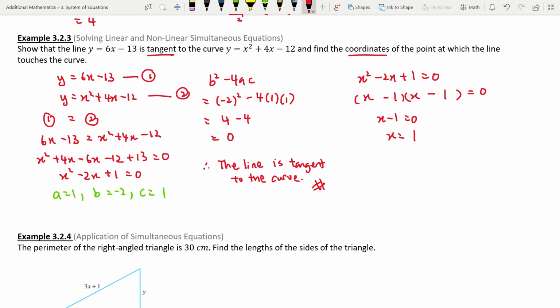We will only obtain one x value for our quadratic equation because we already proved that the line is tangent to the curve. We continue to find our y value. We substitute x equal to 1 into equation 1. You can choose either equation 1 or equation 2. y is equal to 6 times 1 minus 13, which is equal to 6 minus 13. And we get y is equal to negative 7. Therefore, the coordinates of the point at which the line touches the curve is (1, negative 7).